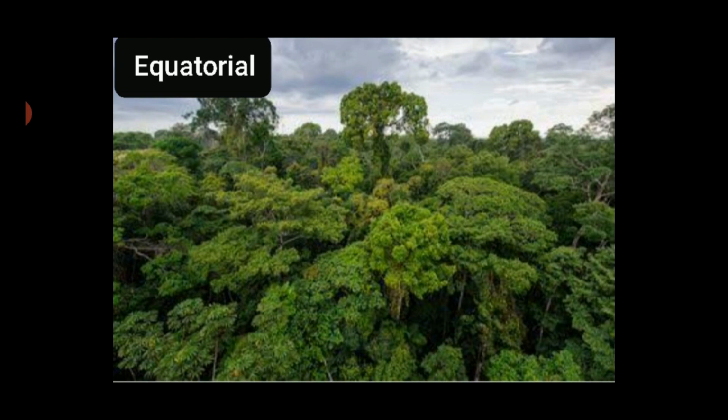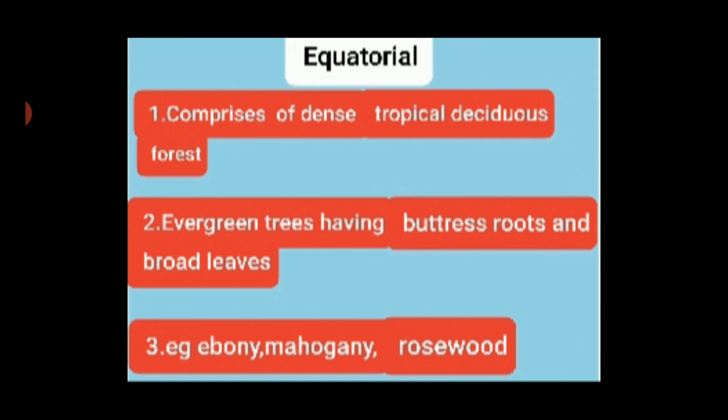Then we have the equatorial forest, a dense forest. See the features. It comprises dense tropical deciduous forest. Number two, evergreen trees have buttress roots and broad leaves. Now, what do we mean by buttress roots? These are large wide roots on all sides of shallowly rooted trees. This type of root is found in the nutrient-poor tropical forest. Examples are ebony, mahogany and rosewood.